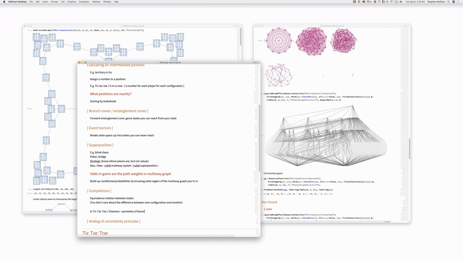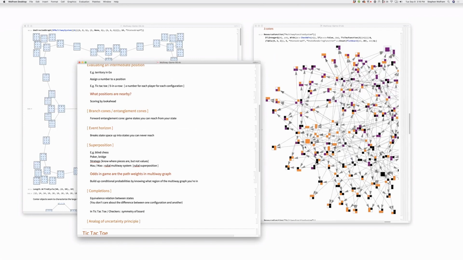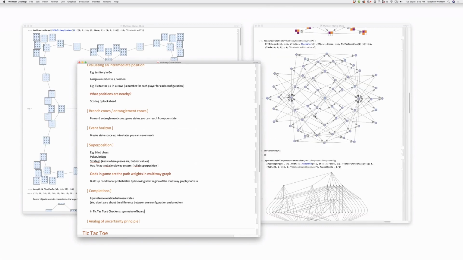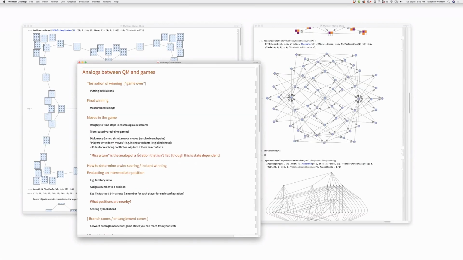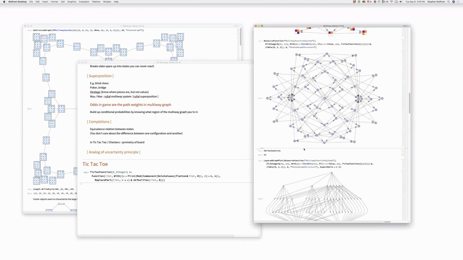Okay, but let's walk through a little bit more carefully the analogy with quantum measurement. Normally we can draw out the tic-tac-toe thing without winning and losing. Maybe we should do that. Let me just do that. We can use Nick's tic-tac-toe function. Let's see, I need to make the multiway graph.